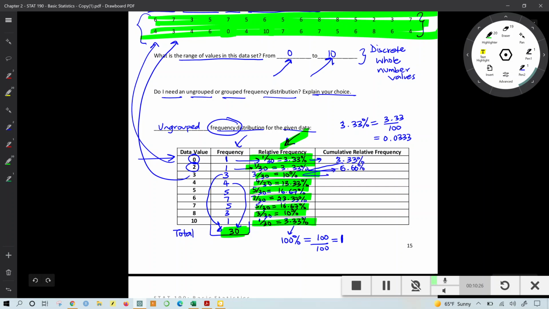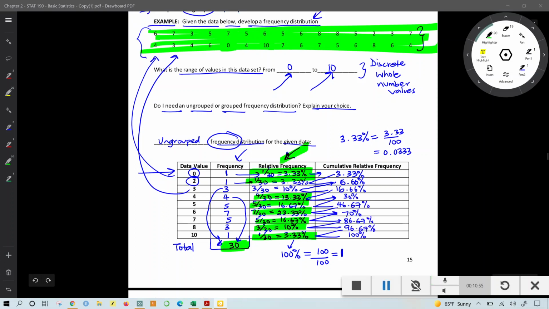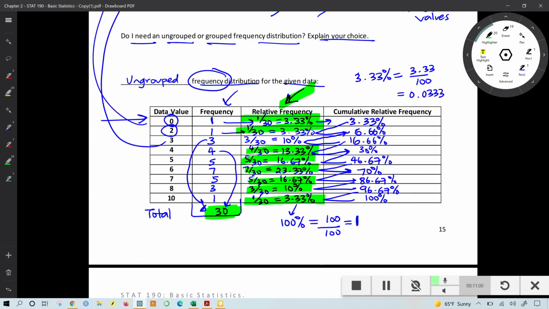Then 6.66% plus 10%. So as you can see, we're going zigzag. 3.33% plus 3.33% gives 6.66%. 6.66% plus 10%, that will give 16.66%. Then 16.66% plus 13.33%, that will give approximately 30%, and this continues. I'm going to complete that. So on your screen, you will observe that we have successfully added up all the cumulative relative frequencies.